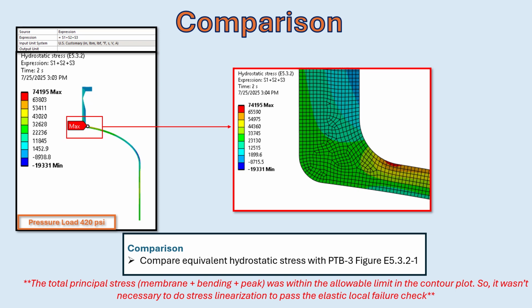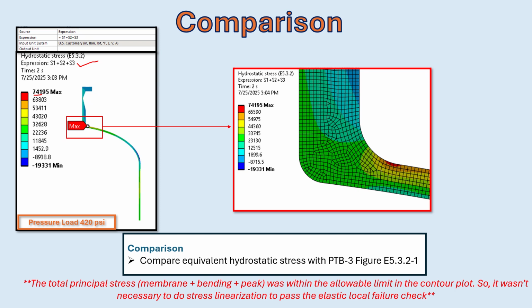The total principal stress sum, including membrane, bending, and peak, which is 74.195 ksi, is less than the allowable value of 93.2 ksi. Here you can see the expression is S1 plus S2 plus S3 and the value is 74.1, which is less than the allowable limit of 93.2 ksi. This means that even the unlinearized results already satisfy the code. Therefore, stress linearization was not needed in this case. You can compare the stress distribution with PTB-3 figure 5.3.2.1. The results are in excellent agreement.